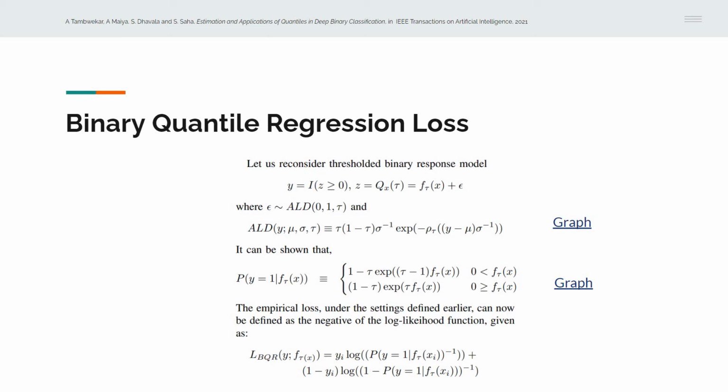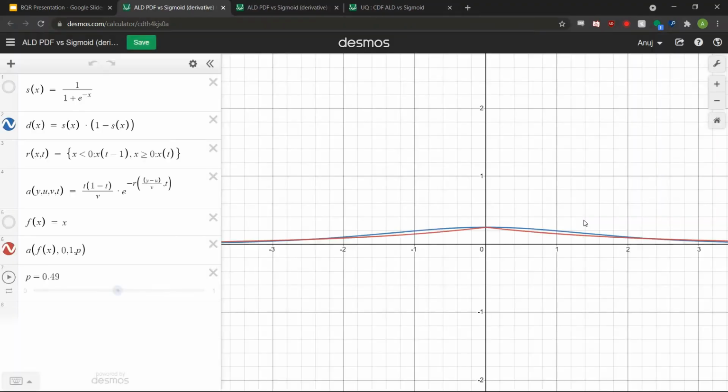And you can model this as f_tau(x) plus some epsilon e, which is basically an error term. And this error term comes from what's called the asymmetric Laplace distribution. If you take a look at the graph that corresponds to this asymmetric Laplace distribution, you can see that this is what it looks like.